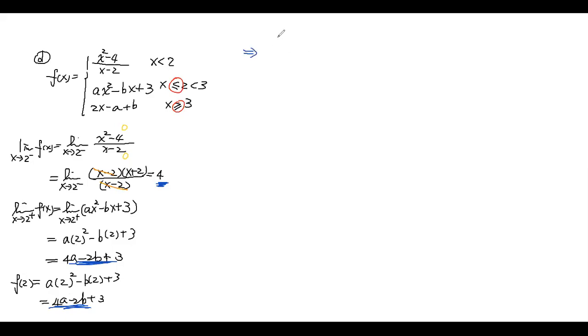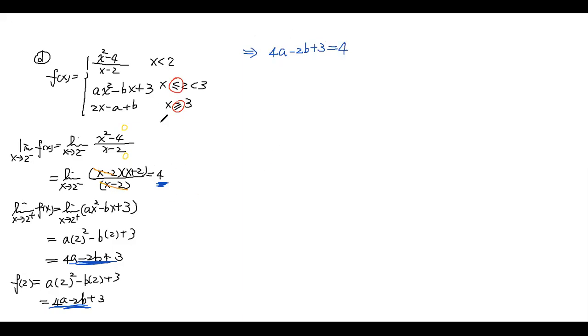So I have the first one here. What is the first one? I will have 4a minus 2b plus 3 is equal to what? Equal to 4, right? So this is my first equation.